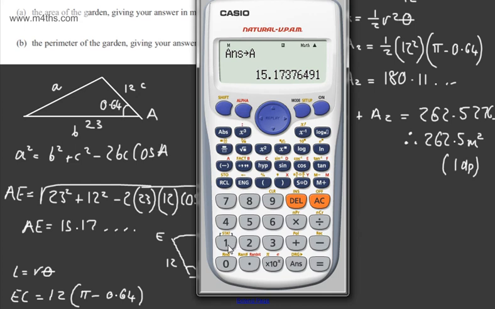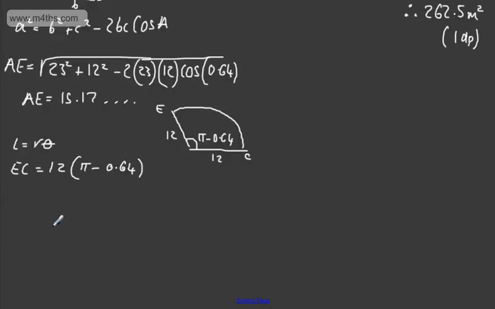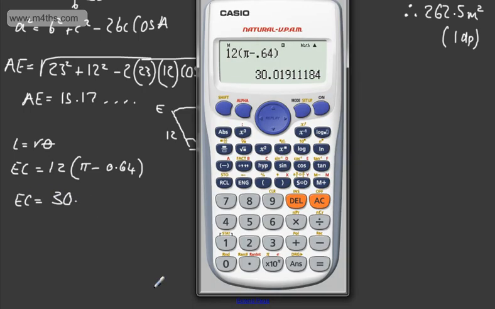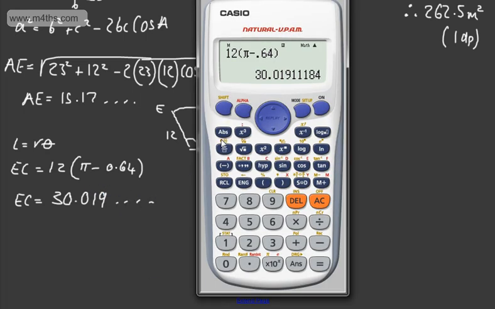So if we do that, what we're going to have then is 12, and then we'll have now pi minus the 0.64, again, answer in radians, and that's going to give us 30.019 and so on and so forth. So we can say now that this EC is going to be equal to 30.019, I'm going to call that B. So if we just store this in, shift store B.